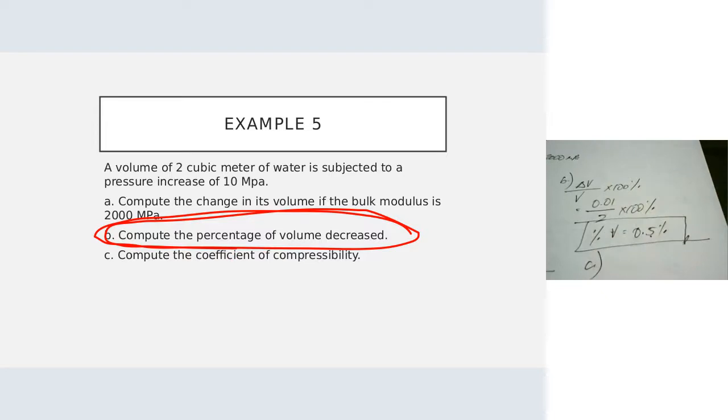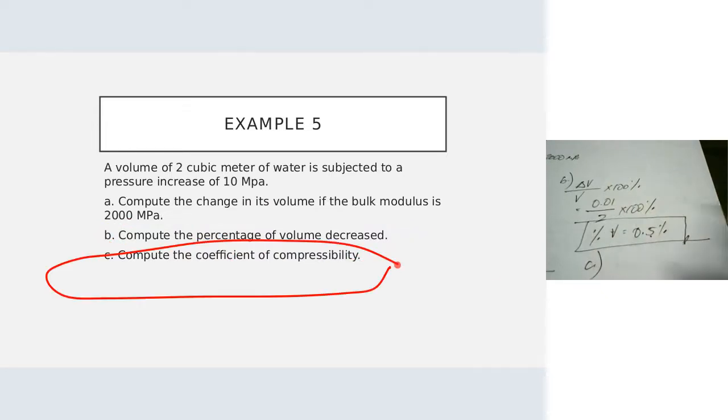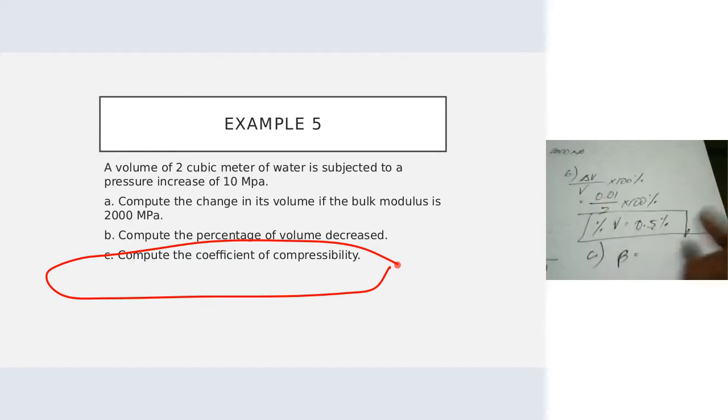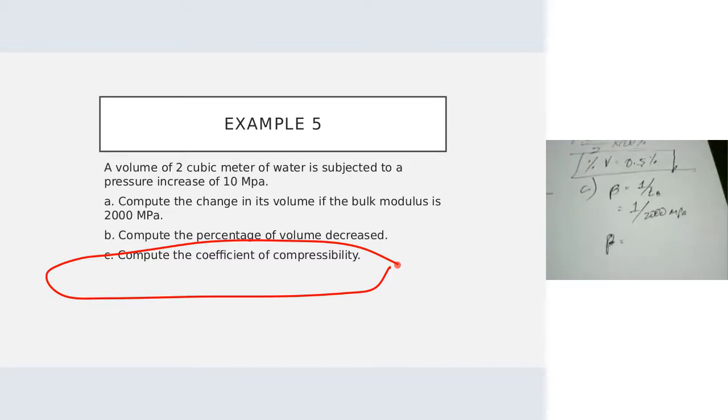Last item, compute the coefficient of compressibility. So, this is just beta equals 1 over E sub B. O 1 over 2,000 megapascal. Ano po yung coefficient of compressibility? It's 5 times 10 raised to negative 4.